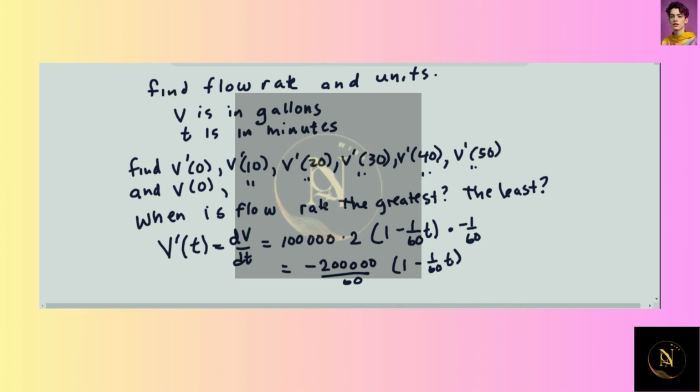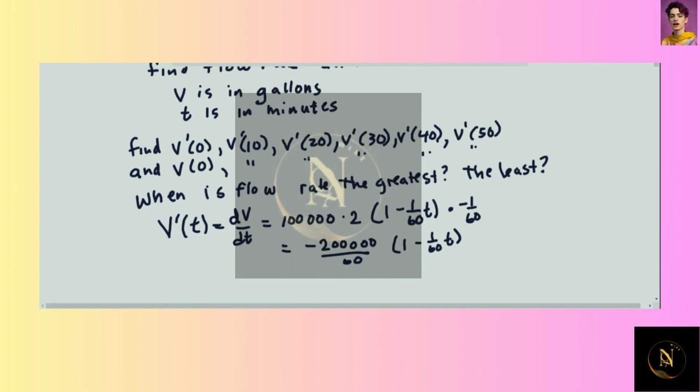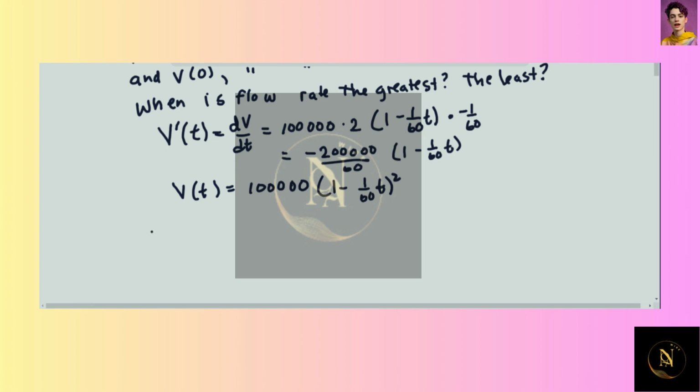I'm just going to leave it like that. And V of T, remember, was 100,000 times 1 minus 1 over 60t squared. Okay, so at 0, V of 0, when T is 0, that's 100,000. And V prime of 0 is minus 200,000 over 60.